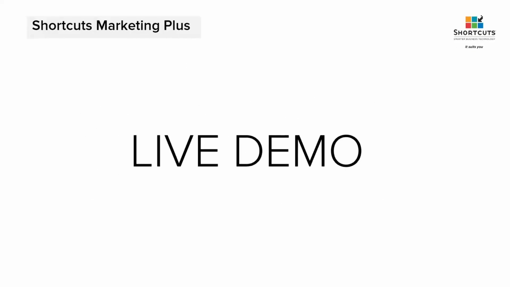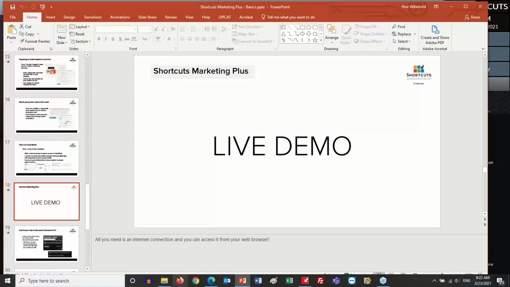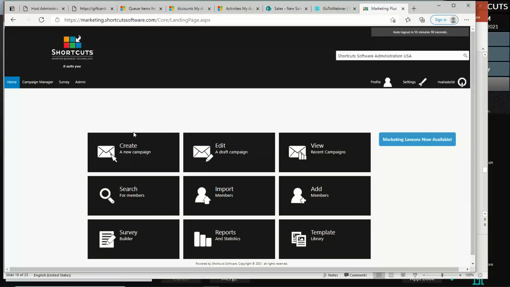So let's actually take a look at it. Let's put together a campaign and go through the steps. You'll notice the first thing you see when you're in Shortcuts Marketing Plus, you have these 9 tiles in the middle of the screen, and they represent the 9 most often used features in Marketing Plus. The top row is essentially your most important row. This is where you're going to start your campaigns, edit campaigns that are in progress, or view your history, see who's receiving or who's getting bounce backs. I'm going to create a campaign. So I'll go to the very first button.